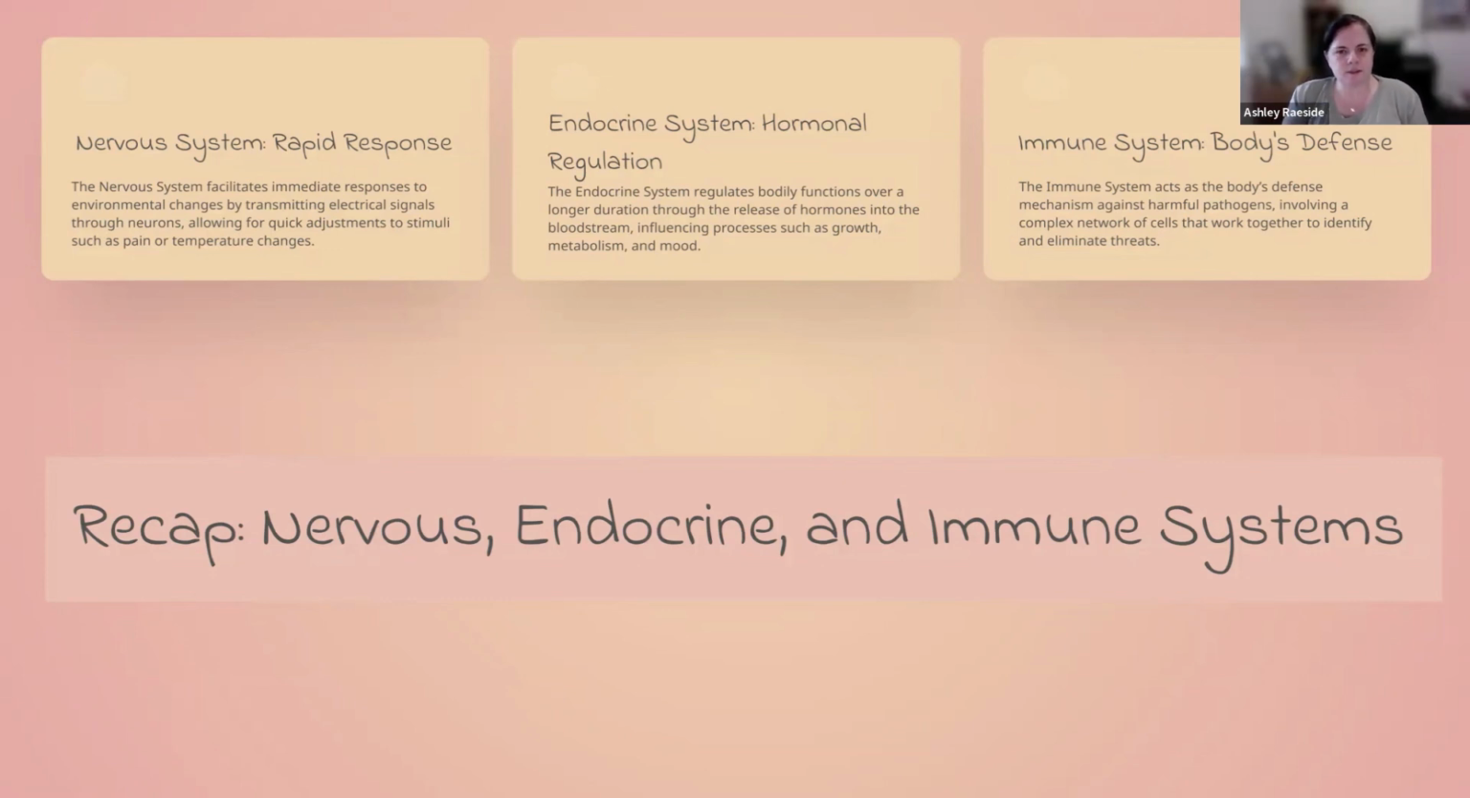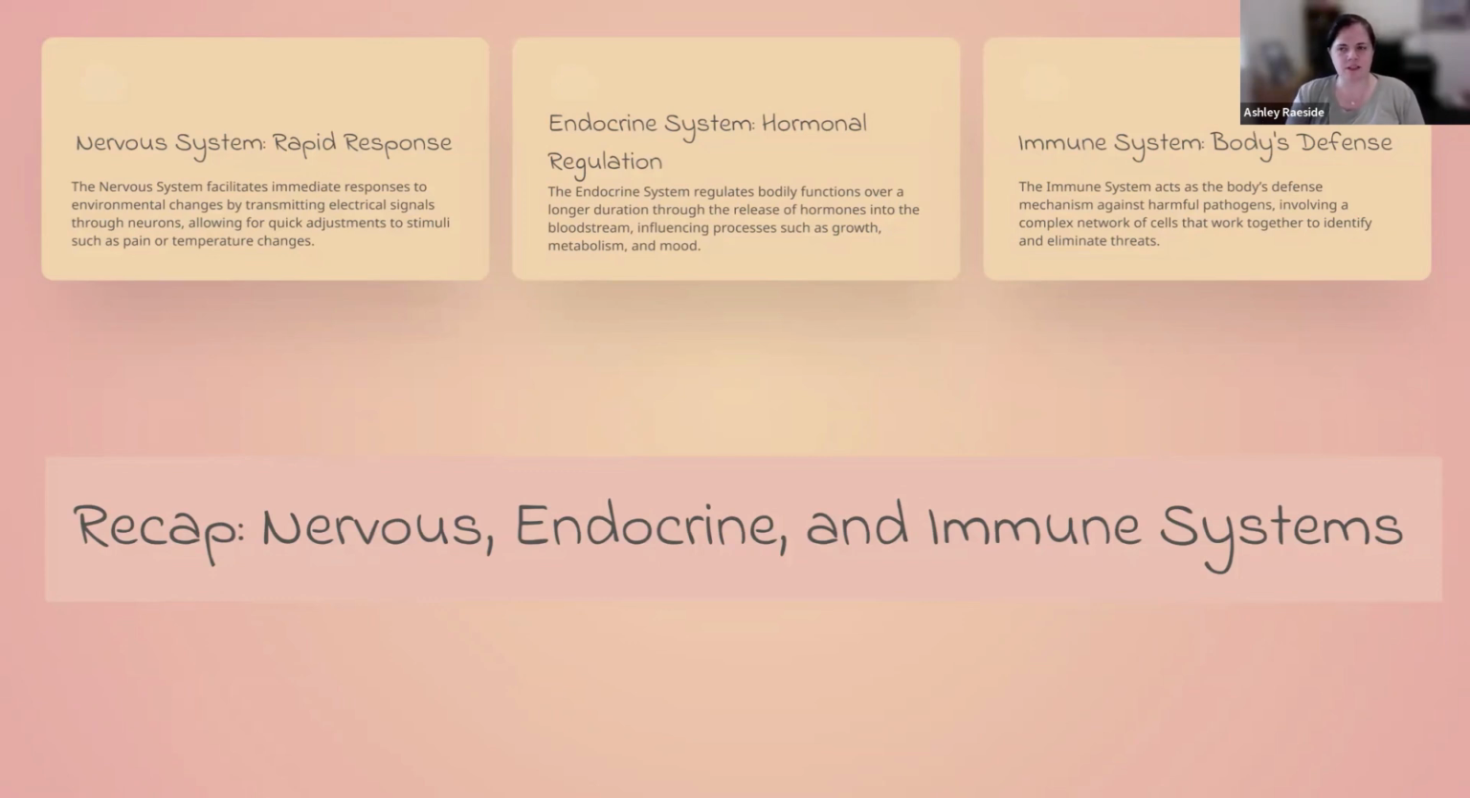Now, endocrine system is our hormonal regulation, and this is a little bit slower response, but longer duration. So our hormones are released into the bloodstream and travel to the target cells for a response to occur. And this then influences processes that are more of a long-term thing, so growth, metabolism, and mood. But sometimes things like adrenaline can jump in just to help us with that initial response and works alongside the nervous system to help that happen.